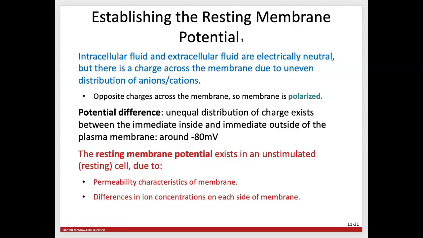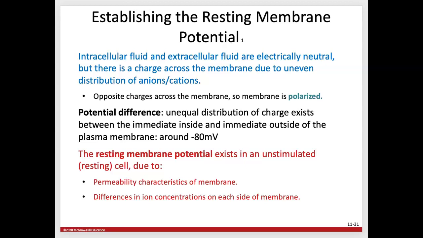So I'm going to keep going here. Establishing the resting membrane potential. Intracellular fluid and extracellular fluid are electrically neutral, but there's a charge across the membrane due to those anions and cations, which are sodium, potassium, chloride, the negatively charged proteins, and so on. Opposite charges across the membrane, so the membrane is polarized. As we said before, the outside of the cell has more sodium, and the inside of the cell has more potassium, and one side is positive and one side is negative.